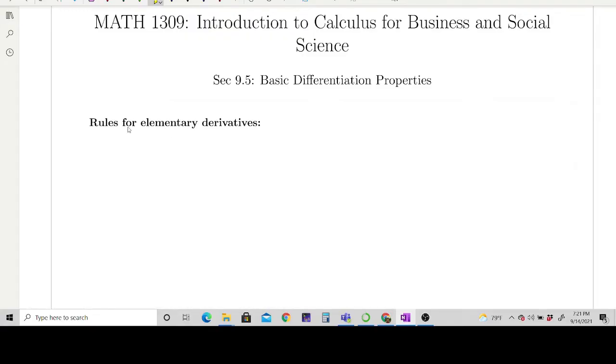So in this section, we talk about some rules for elementary derivatives. So let's begin with the constant rule. If you have a function f of x, which is equal to some constant c, then the derivative of this constant function equals 0.